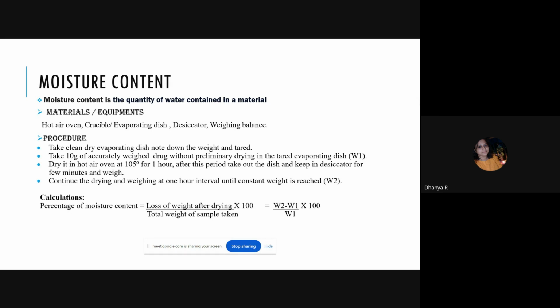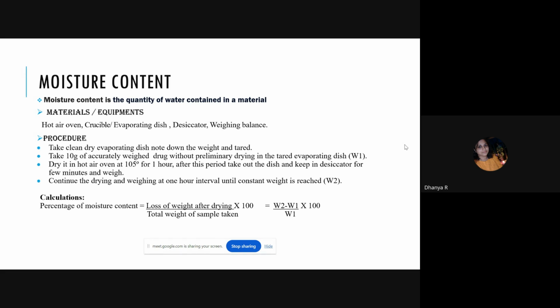Now dry it in the hot air oven. Set the temperature to 105 degrees and keep it for 1 hour. After this period, take it out and keep it in a desiccator. I will be showing that instrument. You have to keep the sample in the desiccator for a few minutes so that the sample is cooled, and then after cooling you have to weigh.